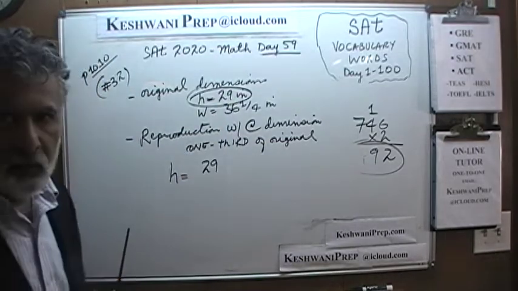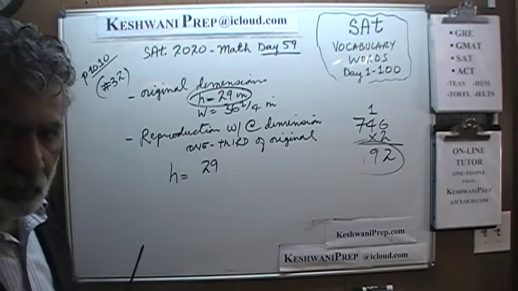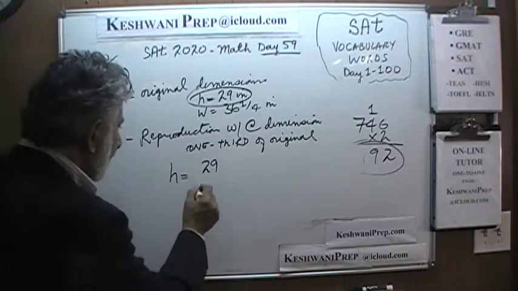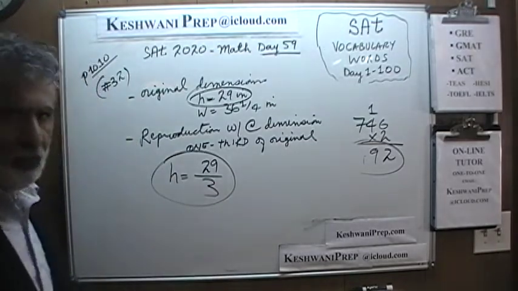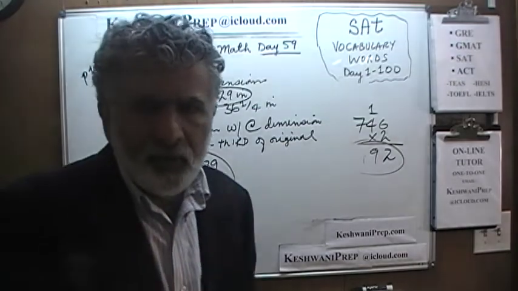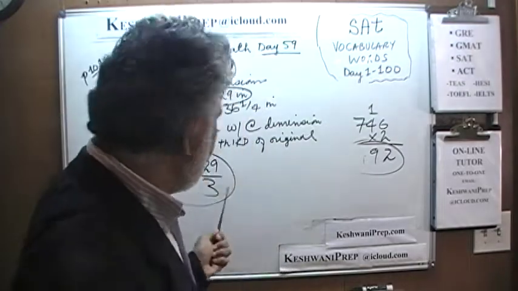That's the original height. If you have a reproduction where all the dimensions are one third of it, then the height of this one is going to be this guy right here. That's all. There's nothing to do. There's absolutely nothing to do. And just grid in. Don't fuss about it.